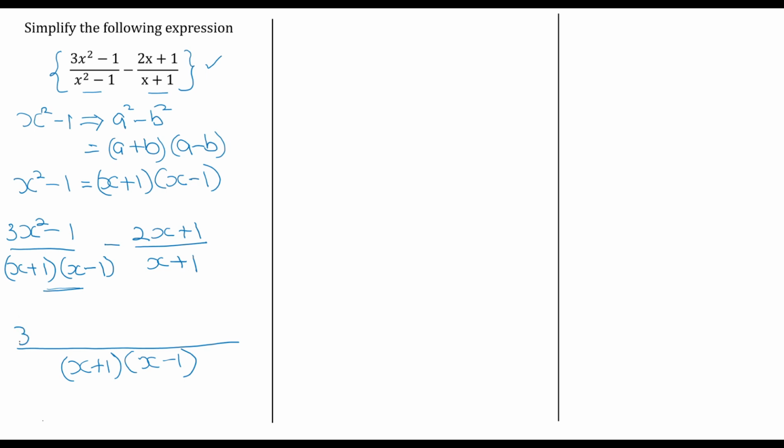So you'll still have 3x squared minus 1 minus this one. You divide the LCM with this denominator, and this one will cancel. Therefore, you introduce a square bracket and you have (2x plus 1) multiplied by this one, because this one and this one cancelled out. You'll have x minus 1.